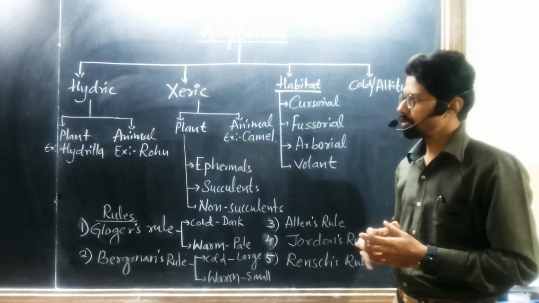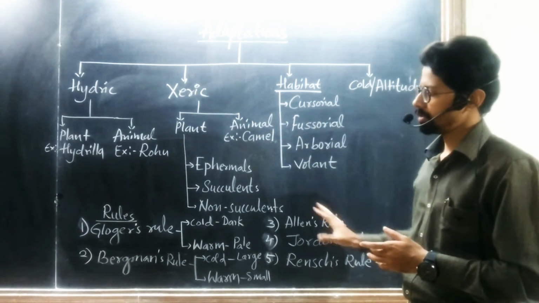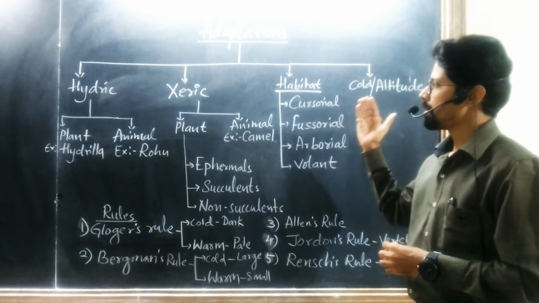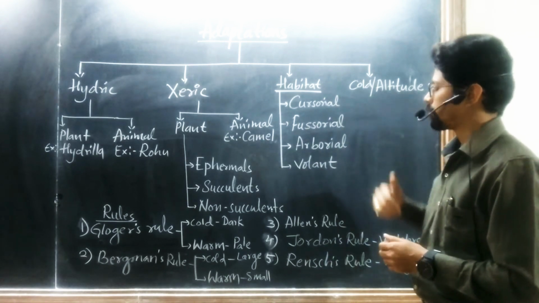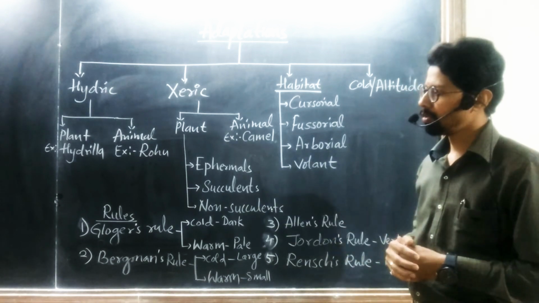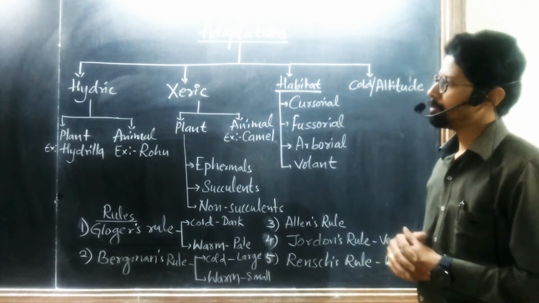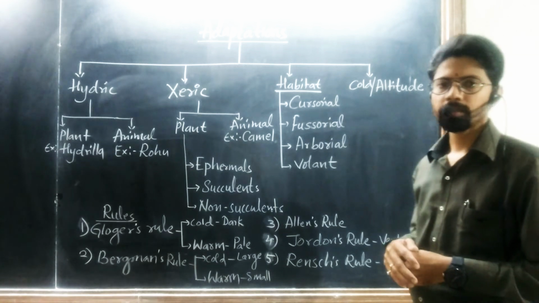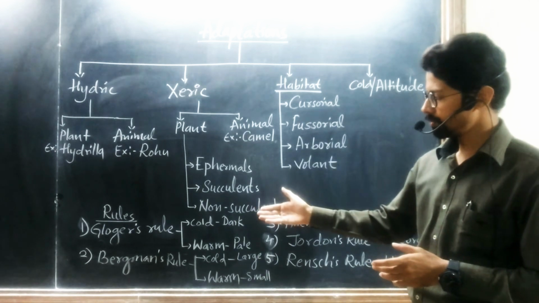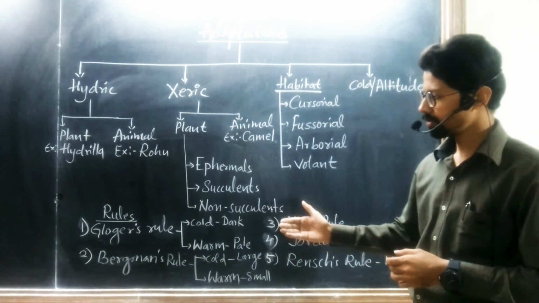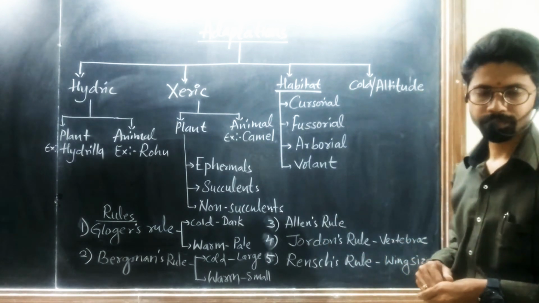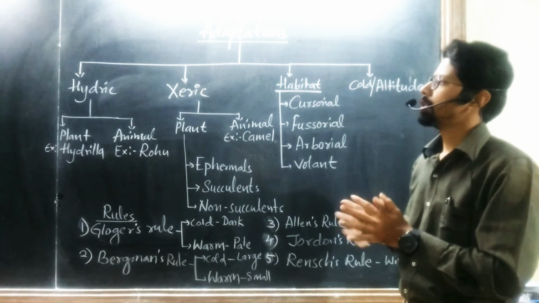As you can see on the board, we have already described it in a flow chart: hydric adaptation, xeric adaptation, habitat adaptation, adaptation to cold and altitude, and lastly I have mentioned some important rules in ecology. They are very important for your entrance examinations. The five rules are Glauber's rule, Bergman's rule, Allen's rule, Jordan's rule and Rand's rule. Okay, so we'll start with adaptations.